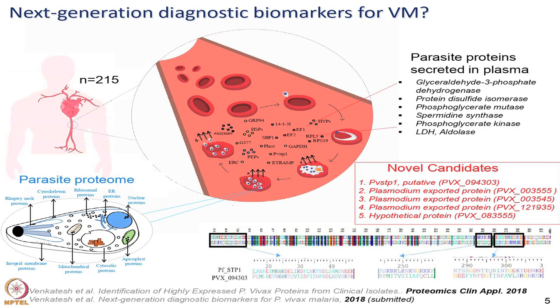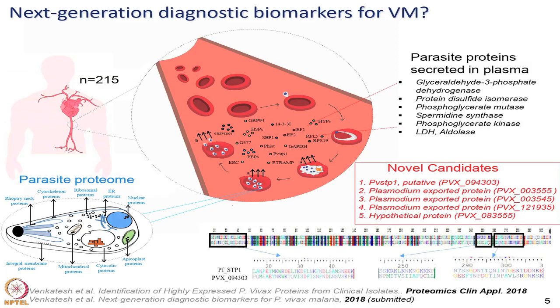A lot of work has happened in the lab, but in a nutshell, in one of the studies where over 200 patients were enrolled, we looked at the parasite proteome. We also looked at which of the parasite proteins are secreted in the plasma, because those are circulating in the blood and could be much more relevant biomarkers for our study. Some of these biomarkers we then analyzed bioinformatically to see whether they are uniquely present in vivax or also present in falciparum.